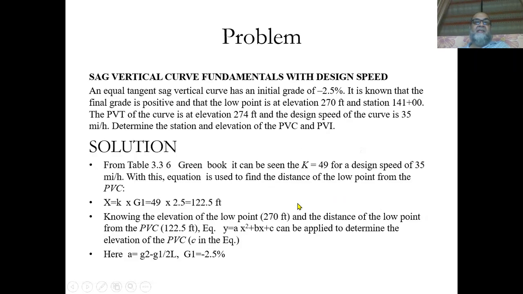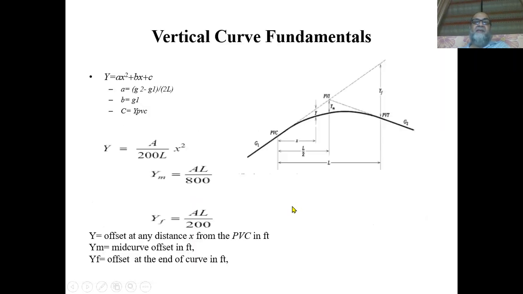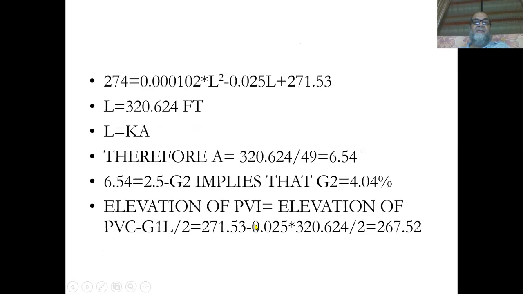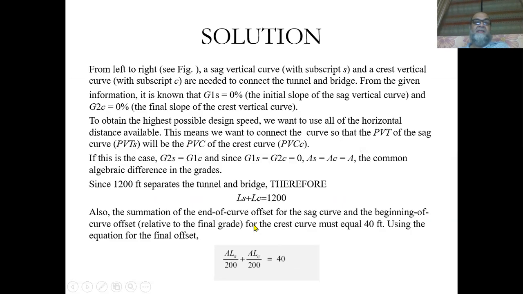I just need to remember what YF is here. This YF is this point. So YF is common for both of these curves, and this is simply AL over 200. So what we can say is that ALS over 200 plus ALC over 200 is 40.